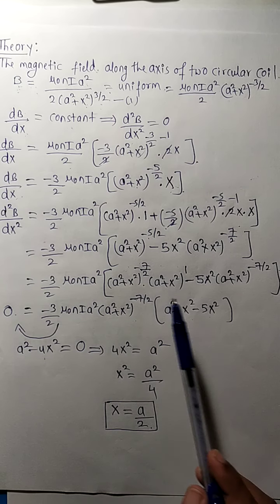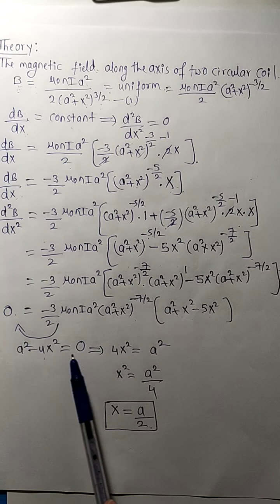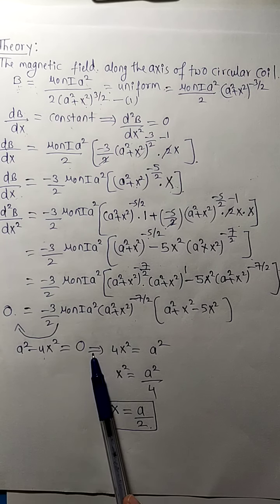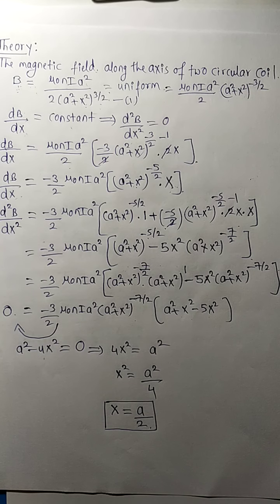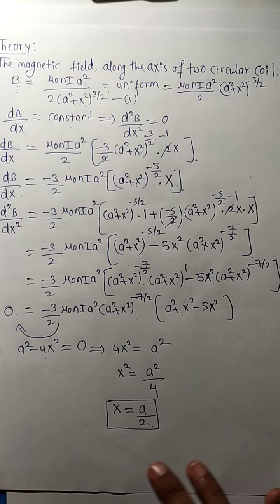Now take the common term outside, as it is equal to 0, you will get a square minus 4x square is equal to 0. So x square is equal to a square by 4, that implies x is equal to a by 2. Means the needle should be exactly at half of the distance between those two coils, because it is creating the uniform magnetic field due to both the coils. This is the first part of the theory.